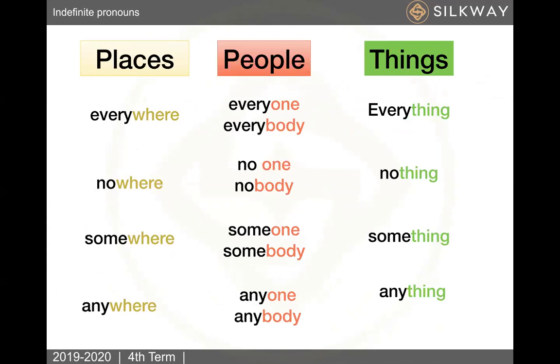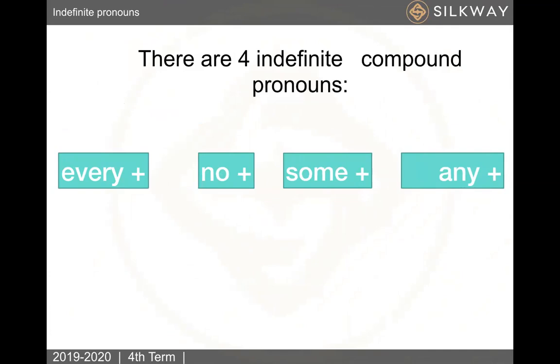So look at this table. There are three categories: places, people, and things. Don't worry, I'm going to explain everything step by step. Just take a look. Everywhere, everyone, everybody, everything. Nowhere, no one, nobody, nothing. Somewhere, someone, somebody, something. Anywhere, anyone, anybody, anything. So, there are four indefinite compound pronouns: every, no, some, and any.